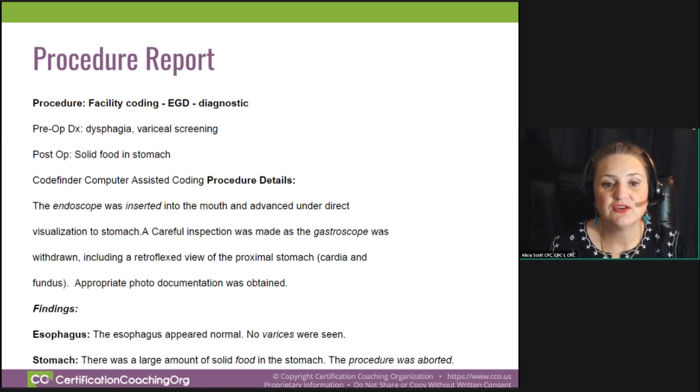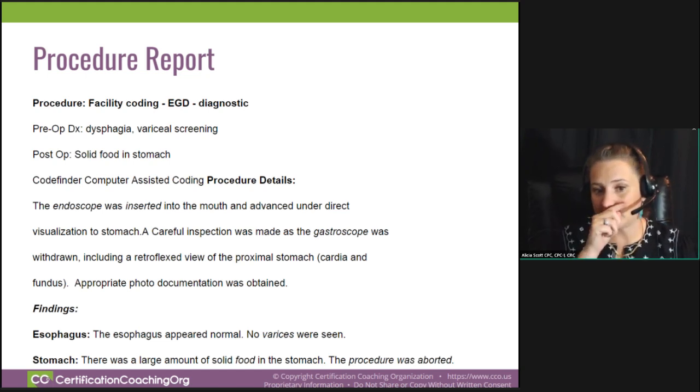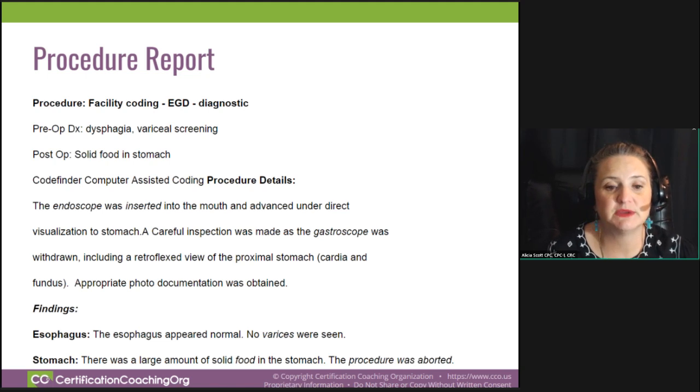So they are just giving the details for the procedure, and I'll just go ahead and read this. Normally we just skim through them, but it's very short. So the endoscope was inserted into the mouth and advanced under direct visualization to the stomach, because there's a camera on this device. A careful inspection was made as the gastroscope was withdrawn, including a retroflexed view of the proximal stomach, cardia, and fundus, which I've got a graphic, and I'll show you where all of that is in a little bit. Appropriate photo documentation was obtained, and that is something else to note.